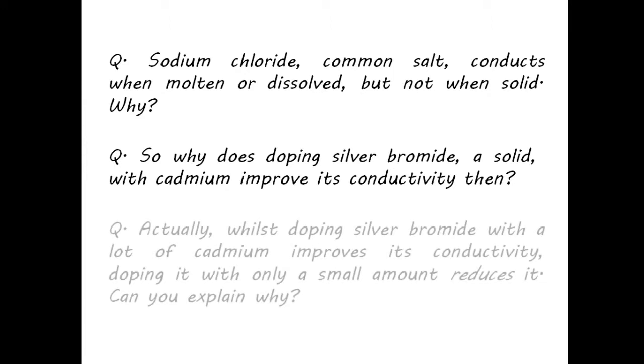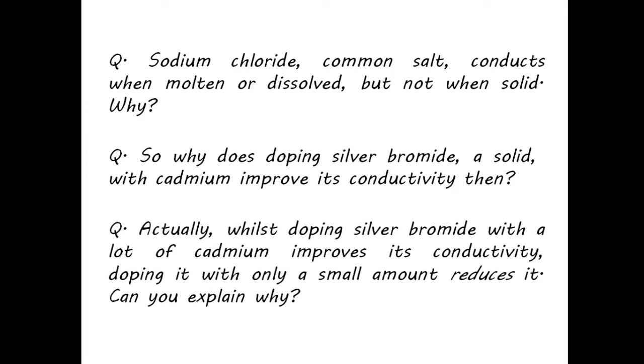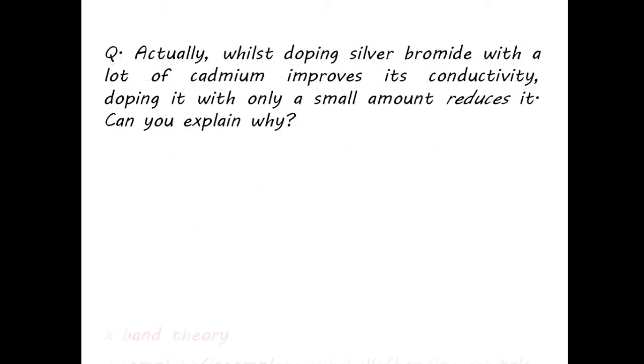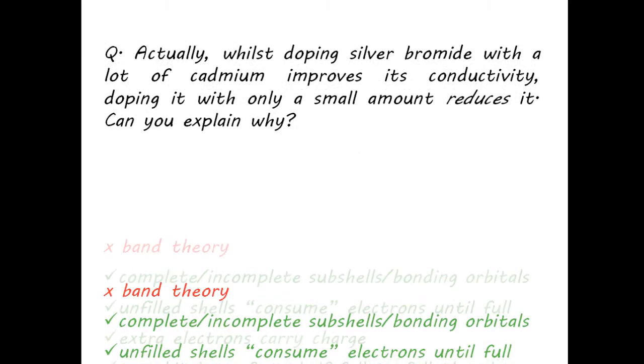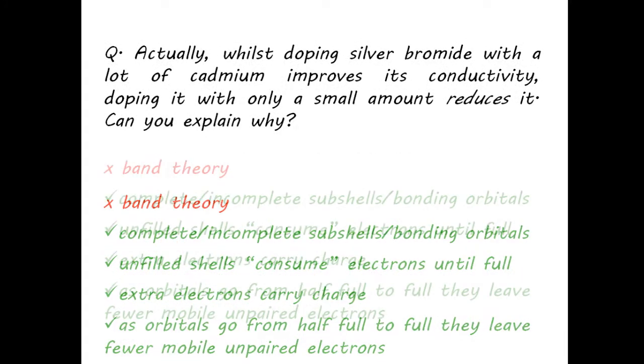Question. Actually, whilst doping silver bromide with a lot of cadmium improves its conductivity, doping it with only a small amount reduces it. Can you explain why? The candidate is unlikely to have heard of or draw on band theory, so you're looking for the idea of complete and incomplete subshells or bonding orbitals.